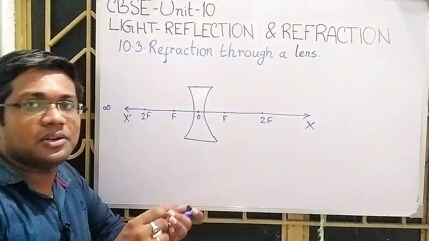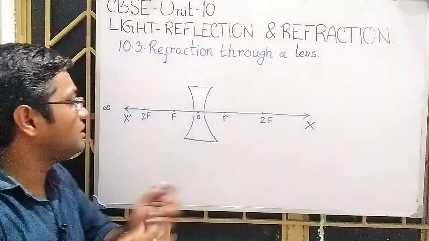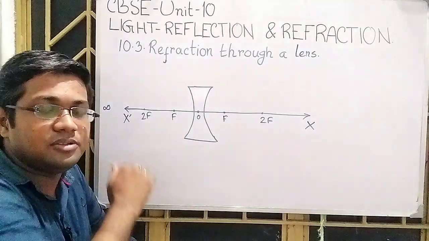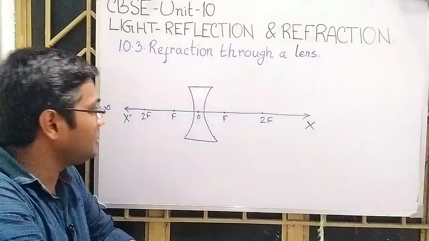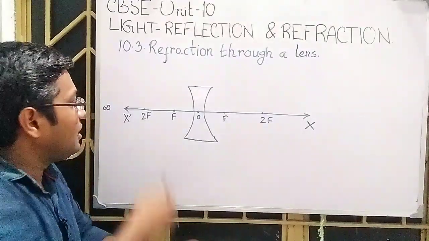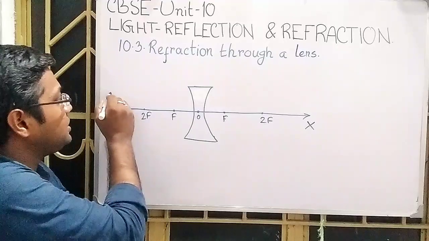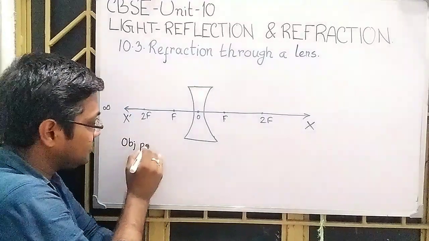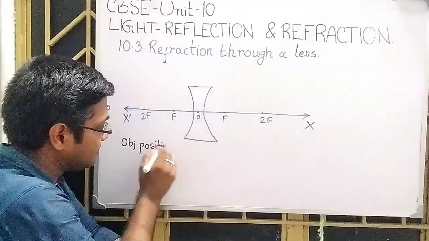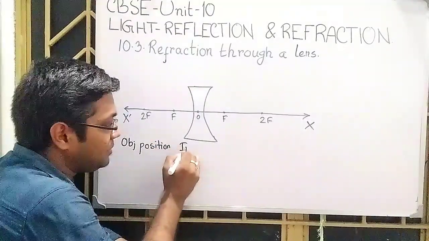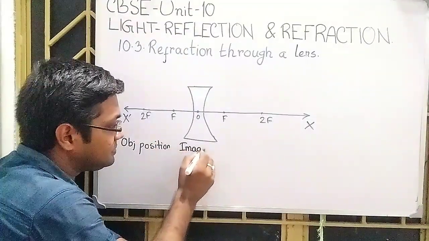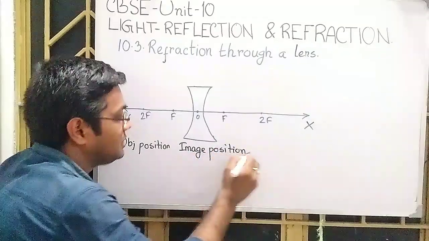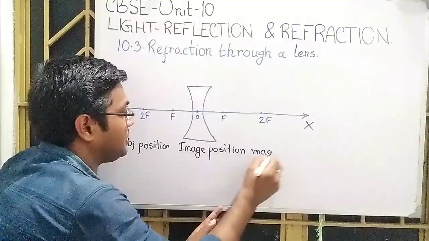So similarly, we will divide the total section on the object side into two parts. Number one, if I place the object at infinity, I write down the object positions. These are the image positions, and the third column is about the magnification.